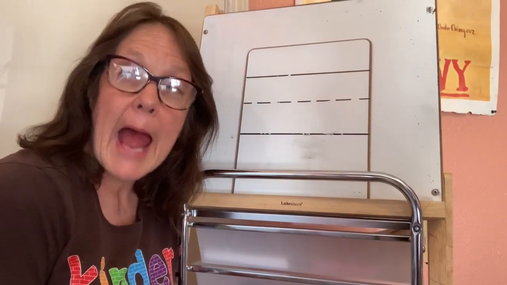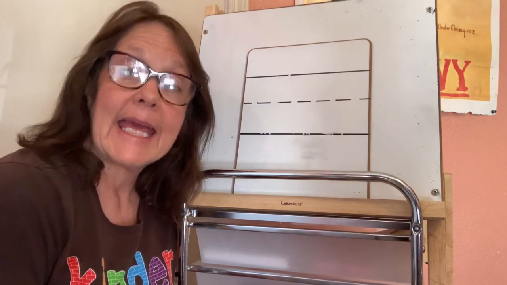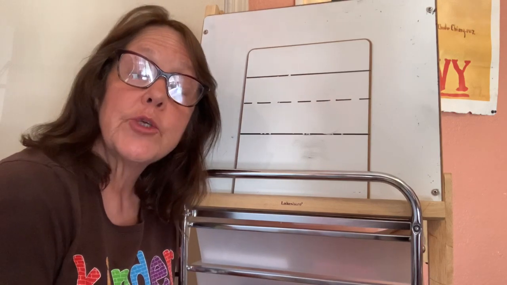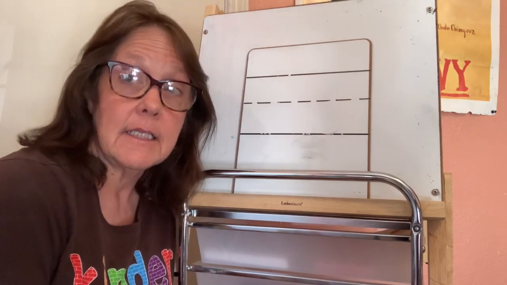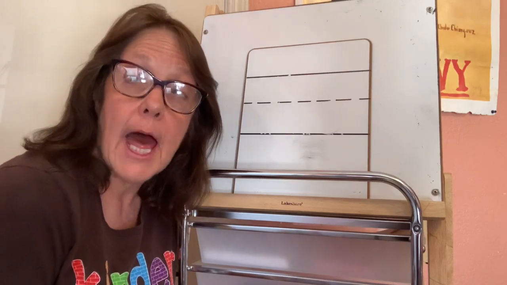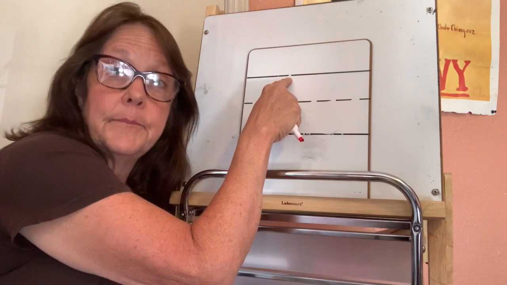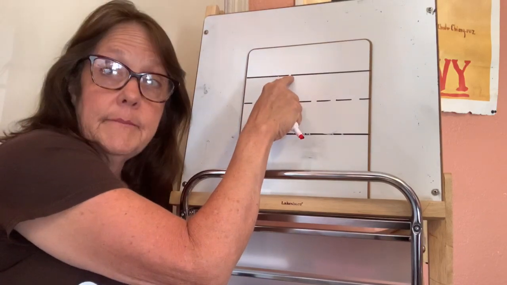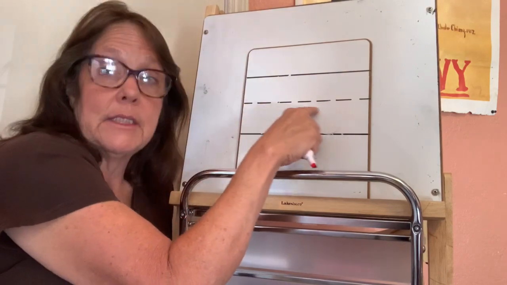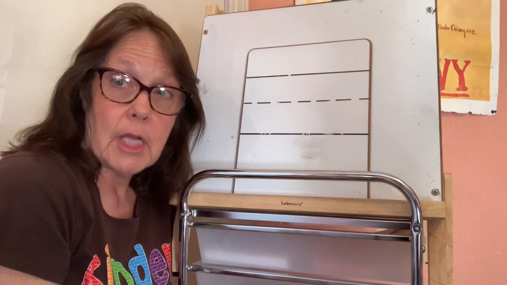Now we're going to practice writing the letter A. We're going to write the capital or uppercase letter A, and we're going to write the lowercase letter A. Now the capital A is a tall letter. That means it starts at the top line. This is the top line, this is the bottom line, and this is the middle line. Let's get ready to write the capital A.